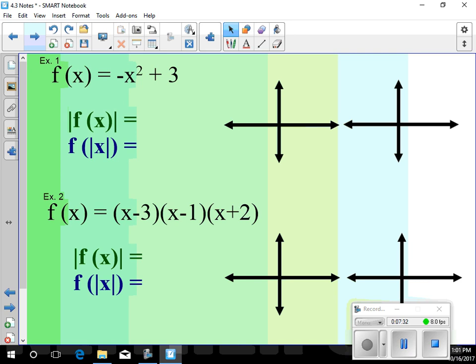I don't really like this first example, but I like the second example better. So I'm not going to do the first one because they're going to, well, okay, whatever.